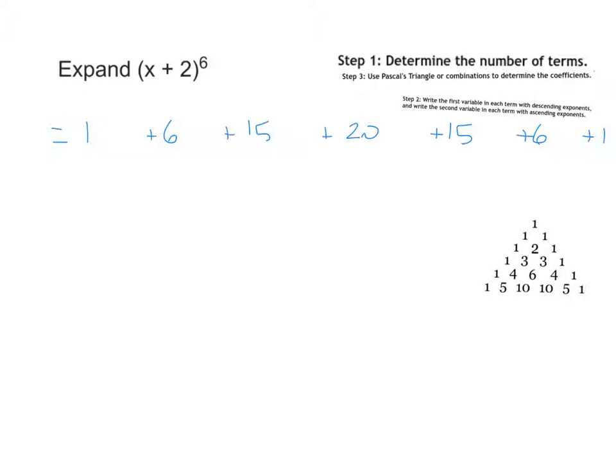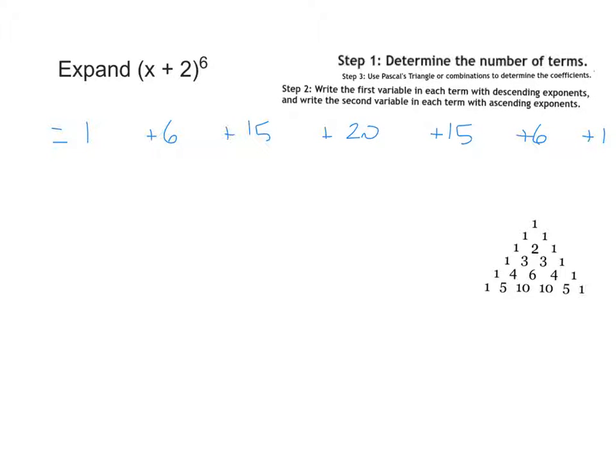Then, let's see what step 2 said. It's kind of small, and oh, there we go. Write the first variable in each term with descending exponents, and write the second variable in each term with ascending exponents. So in the first term, I'm going to take x to the power of 6, starting with the highest power. And then in the next one, I'm going to have x to the power of 5, x to the power of 4, x to the power of 3, x to the power of 2, x to the power of 1, and then no x in the last term.